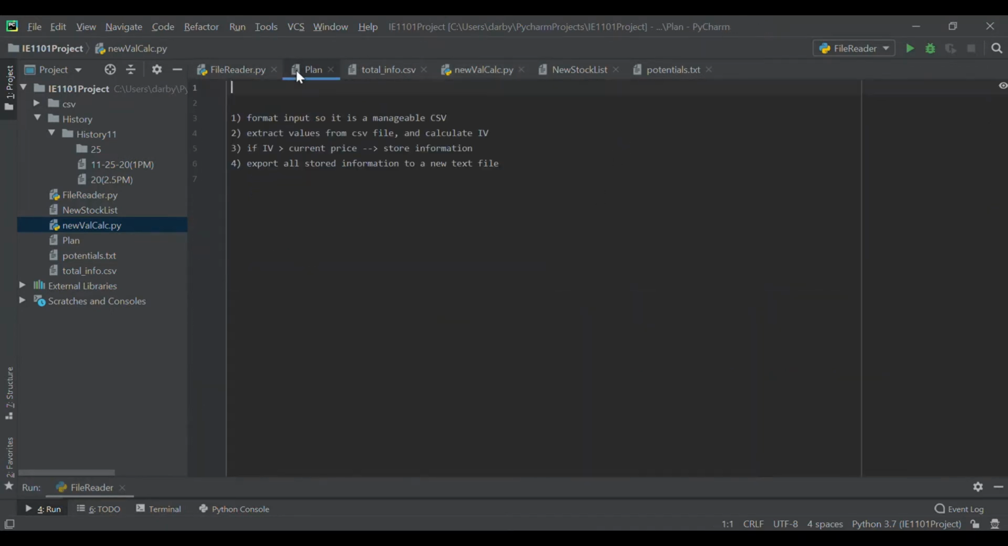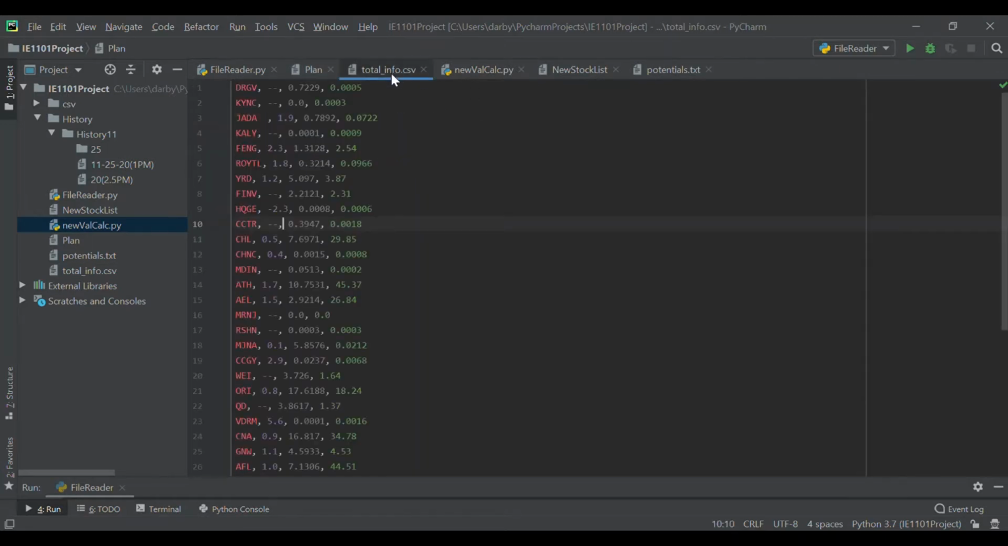Let's go back to our plan just to look it over. We made it a manageable CSV file. That's good. Now we have to extract the values we want from the CSV file. As I said before, we have the name, the ticker I guess it's called, the beta, the price to earnings ratio, and the actual stock price right now, like the price per share. Using those, we're going to get all the information we need.